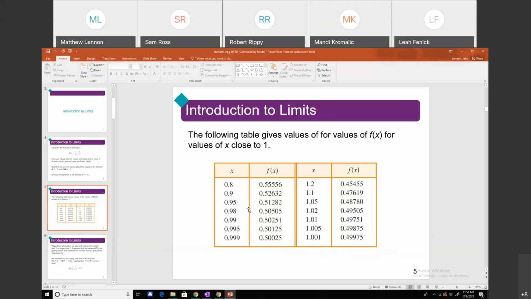You see the same thing here. They're moving to 1, and we see all the y values getting closer and closer to 0.5 from both sides. Coming from the left, the values were bigger than 0.5 and getting closer and closer. And from the right, they were less than 0.5, getting closer and closer.